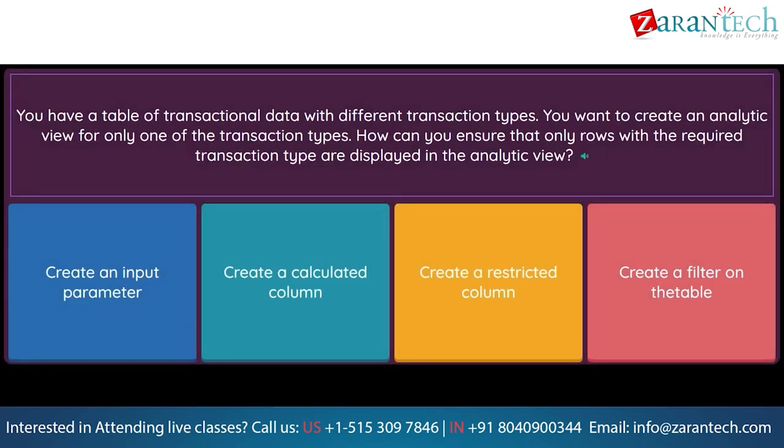Question: you have a table of transactional data with different transaction types. You want to create an analytic view for only one of the transaction types. How can you ensure that only rows with the required transaction type are displayed in the analytic view?